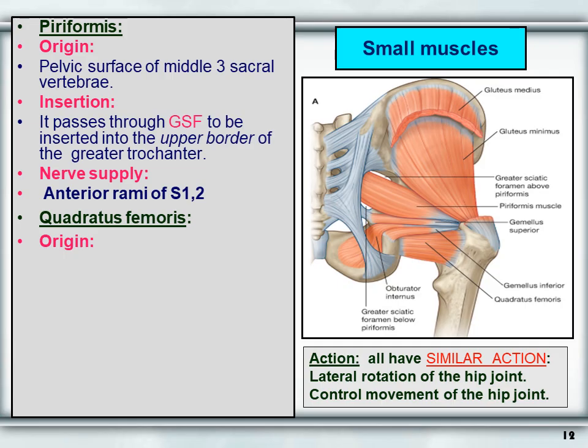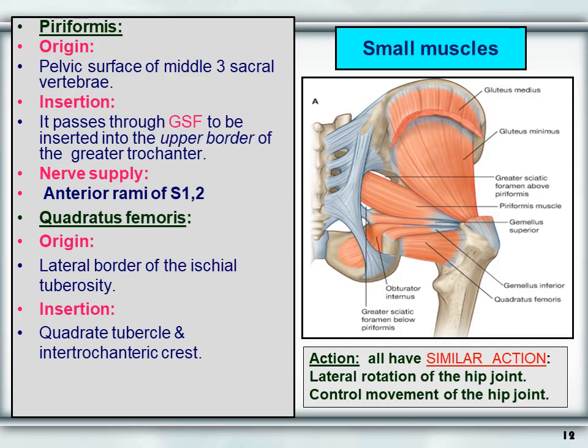Coming to the quadriceps femoris, the origin is the lateral part of the ischial tuberosity. The insertion is the quadrate tubercle and the intertrochanteric crest. The nerve supply is the nerve to quadriceps femoris. Again, the piriformis originates from the three sacral vertebrae, inserts on the greater trochanter, and is supplied by the anterior rami of S1 and S2.